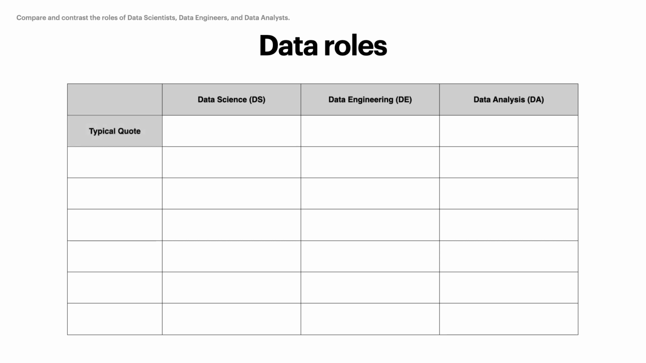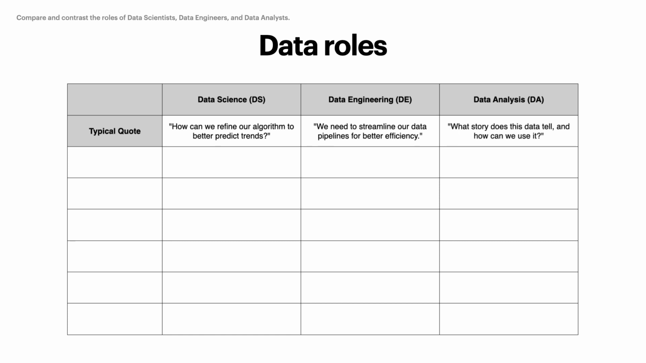Okay, so here's a typical thing that each of these people might say. A data scientist might say, how can we refine our algorithm to better predict trends? A data engineer might say, we need to streamline our data pipelines for better efficiency. And a data analyst might say, what story does this data tell and how can we use it? Take a moment to just study those different angles, those different quotes, and think about what someone might care about if they were to say such a thing.